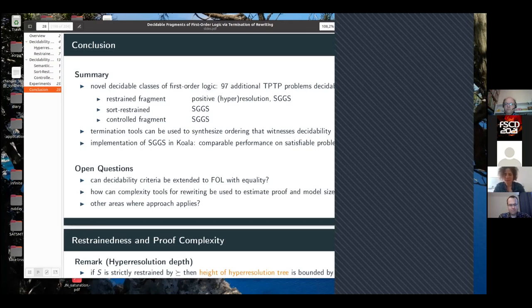Of this precise puzzle, I'm not sure. It doesn't have the name of a parametric problem. So I think precisely this problem is unique, but it might be that there are similar problems. TPTP contains many similar problems. So as long as the structure of the problem stays the same, then it would still fit into this restraintness class, of course.